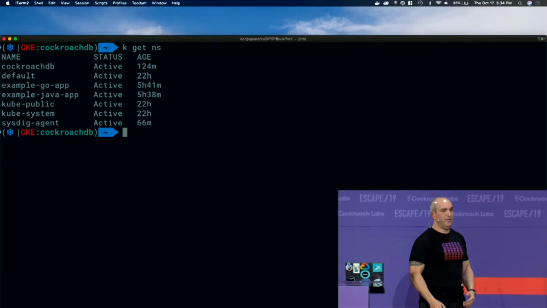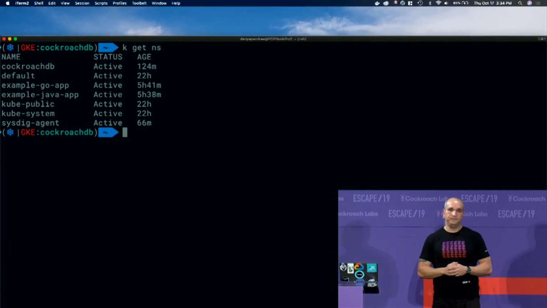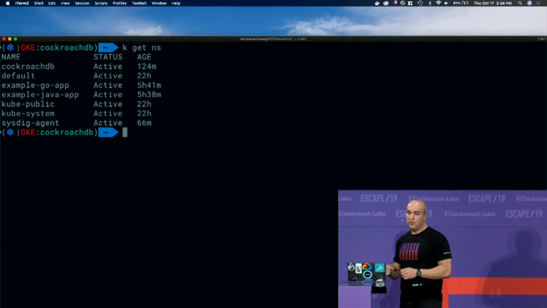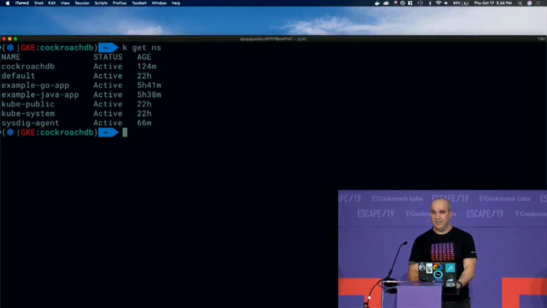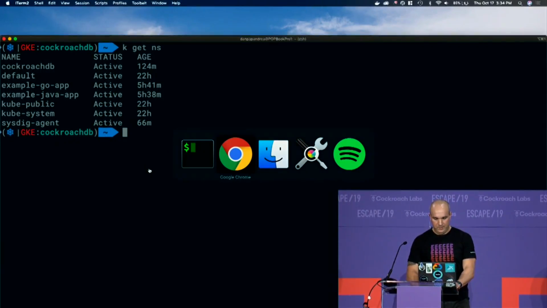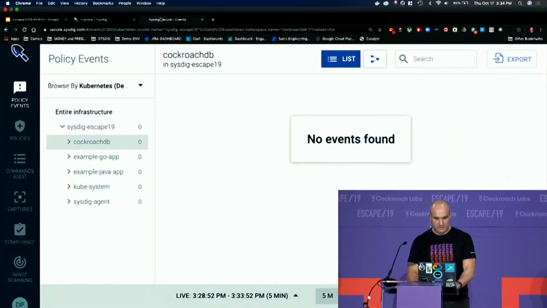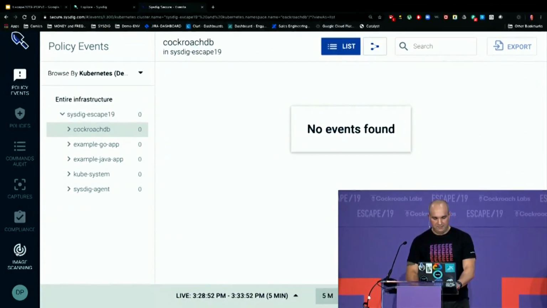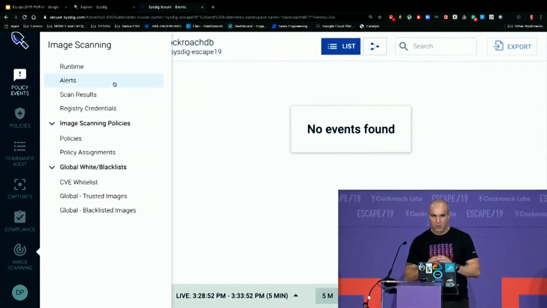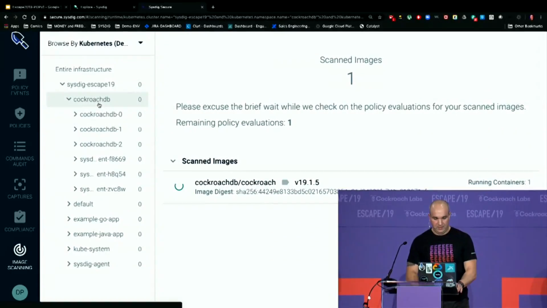So just to let you guys see this, I deployed CockroachDB in a couple of sample applications here. I deployed this on this GKE test cluster I had, and I can see it's here. All I've done in this environment is install our agent. So I look at this from a runtime perspective, and I look at our CockroachDB.